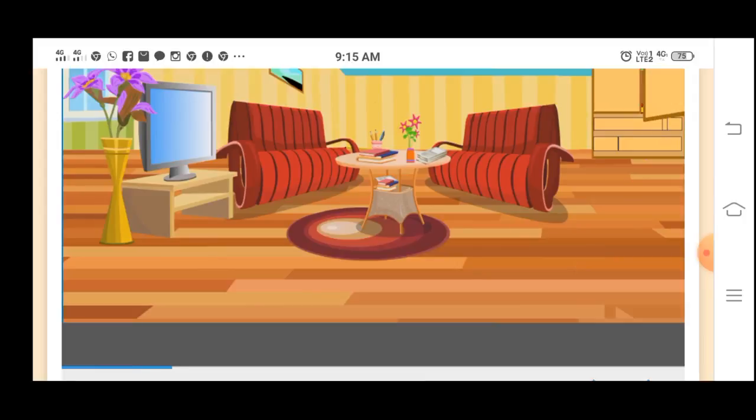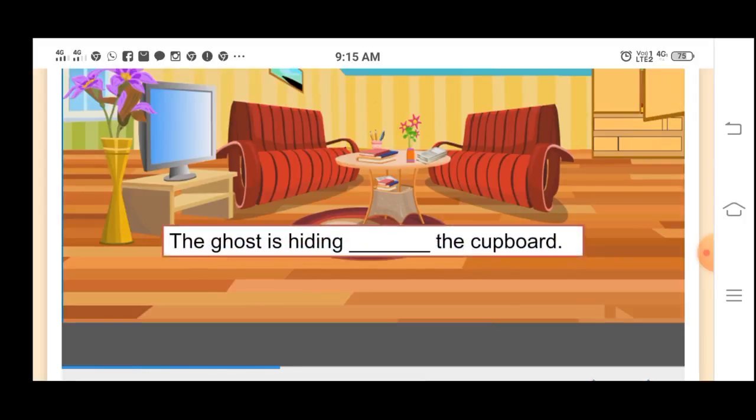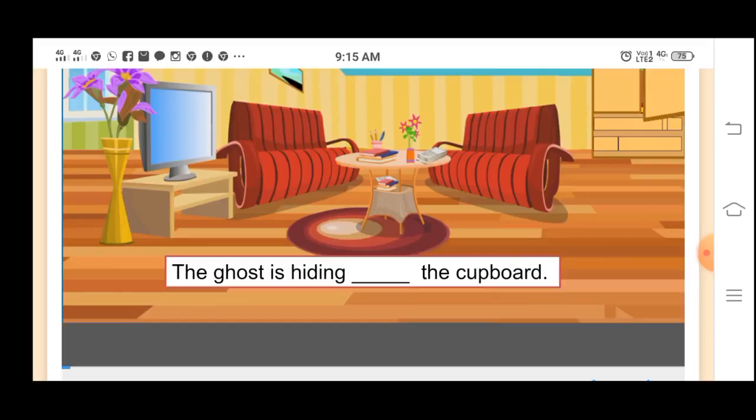Now, solve this one. The ghost is hiding, dash the cupboard. Below or inside? Correct. The preposition required here is inside. The ghost is hiding inside the cupboard. The third ghost also leaves the house.